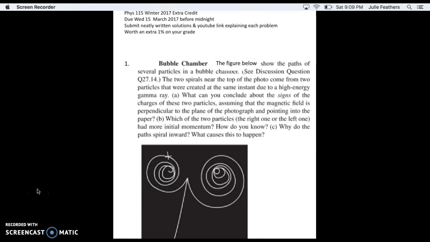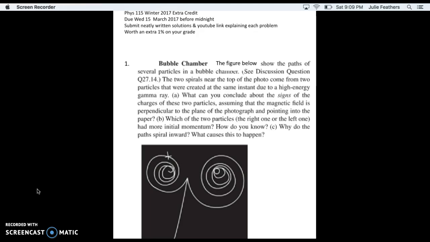So I am going to be discussing the extra credit problems on the chapter on magnetism. The first question is dealing with a bubble chamber, and it's basically showing paths of some particles in a bubble chamber. There's two spirals. One is kind of going off to the right, one's going to the left, and it's asking what I can conclude about the signs, the charges of these particles.